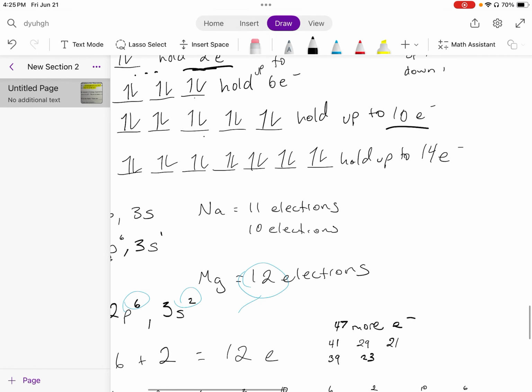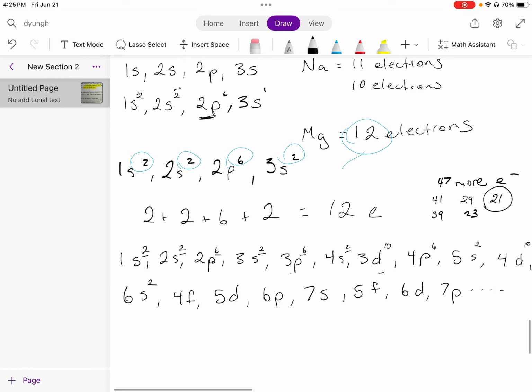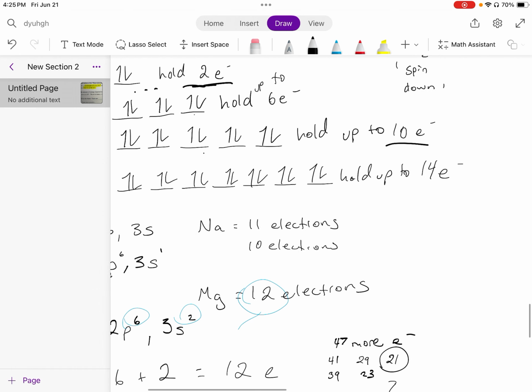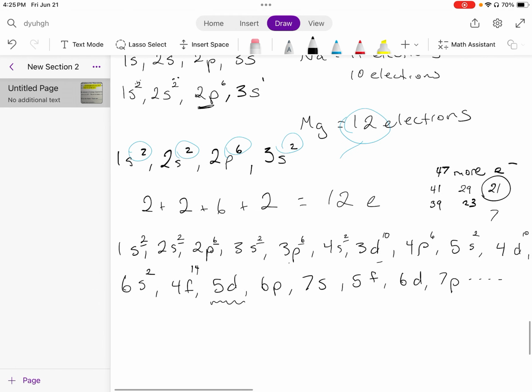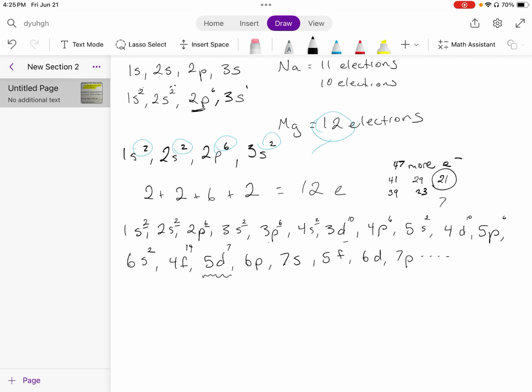F orbitals, how many are those? 14. Yes, because we have 21 electrons left, we know that this will be full, so we can put 14 down. And what is 21 minus 14? 7. So we have 7 left. Okay, and like we predicted, we're left at the 5d. How many do d orbitals hold? Up to 10. But we only have 7 left. So there we go. That would be your electron configuration for iridium.